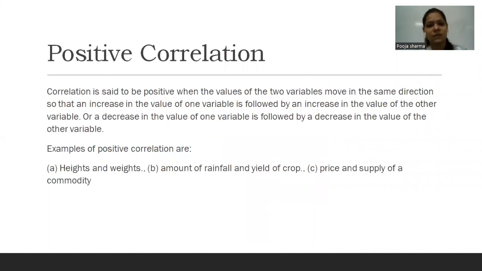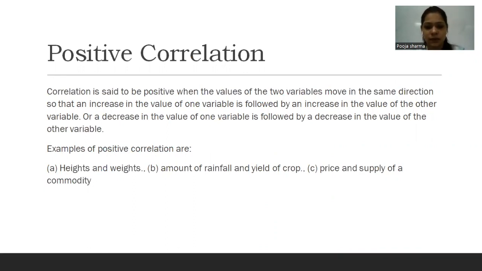Two or more variables are said to have a positive correlation if they deviate in the same direction. It means if one variable increases, the other also increases. If one decreases, the other also decreases. This is known as positive correlation. Examples we can consider are height and weight. If the height increases, then the weight of a particular person also increases.